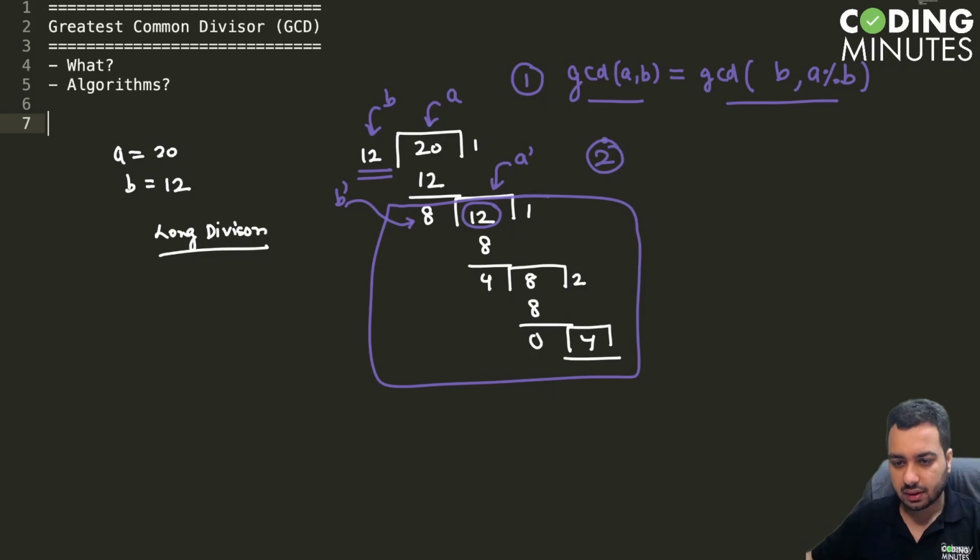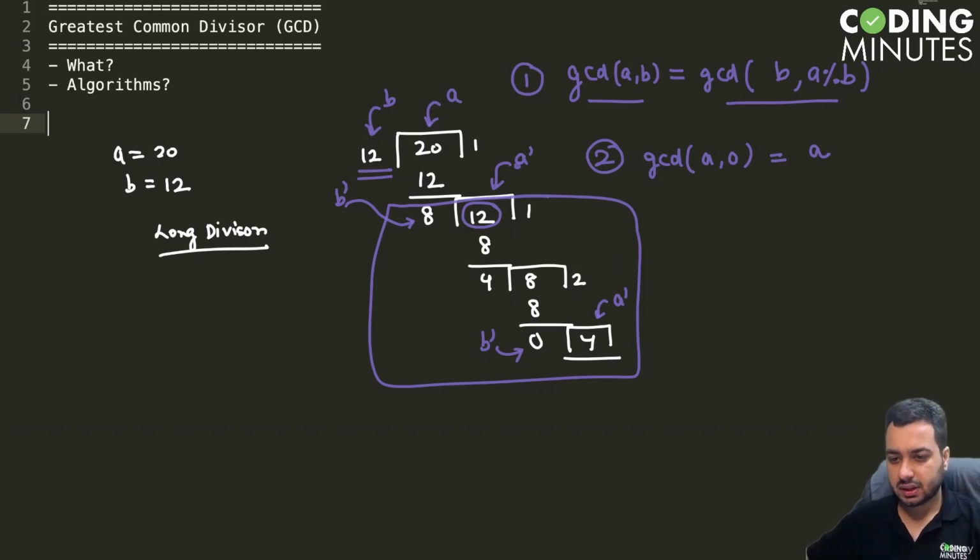Second, we stop at a base case. We see when the value of this number becomes 0. So let's say this number is again a dash and this is b dash. GCD of some number a followed by 0, when the value of b becomes 0, is nothing but the number a.